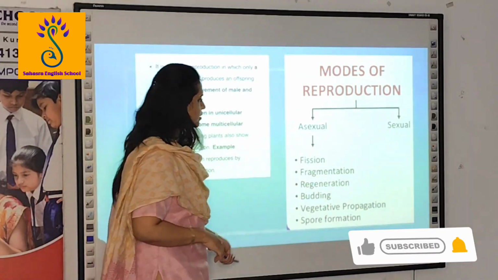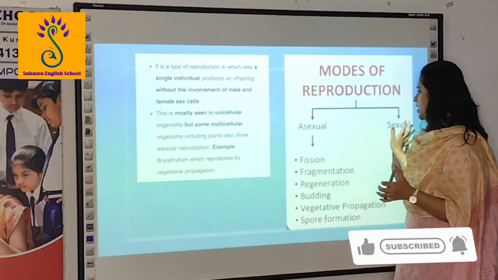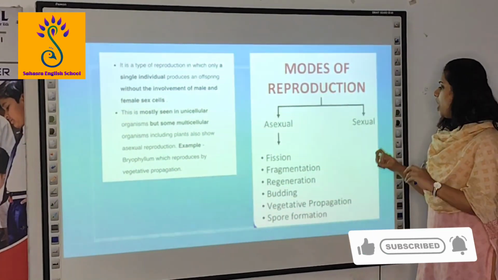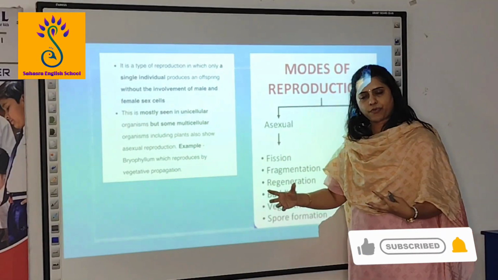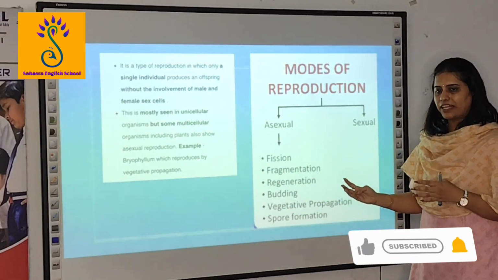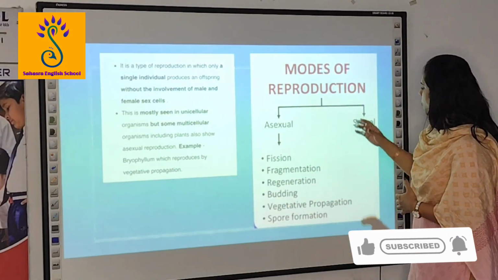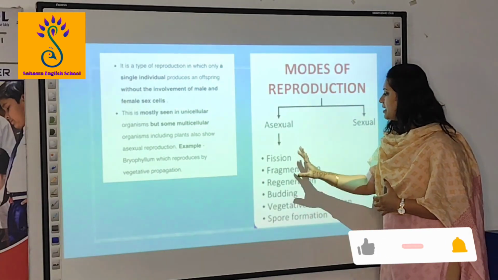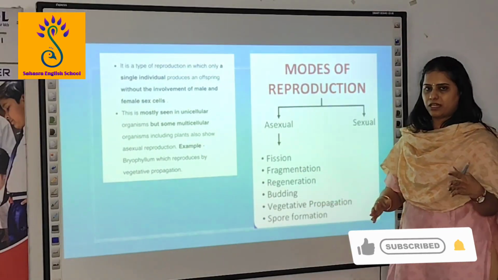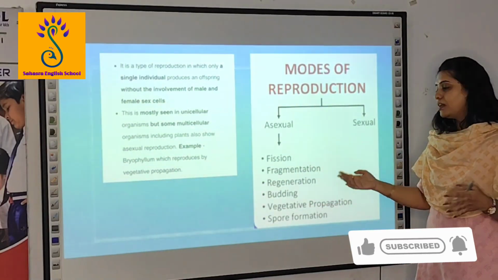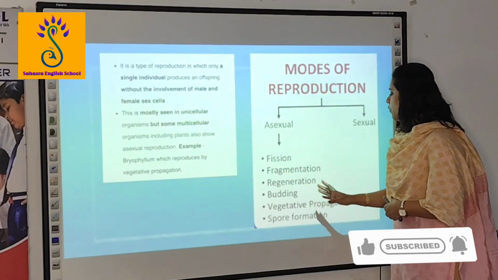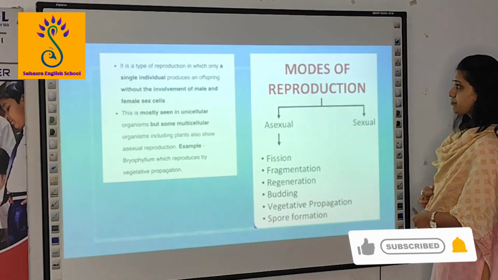Now, modes of reproduction: asexual reproduction and sexual reproduction. Asexual reproduction, mostly it is in unicellular organisms, but few you can say, like vegetative propagation that you can see in plants like bryophyllum, layering and grafting. So mostly asexual, it is in unicellular organisms. We'll come to different types. Fission is just breakage. It can be binary, breaking into 2, or breaking into multiple. Fragmentation, again breaking into pieces. Regeneration, budding, vegetative propagation and spore formation.